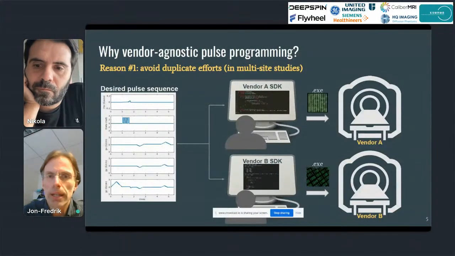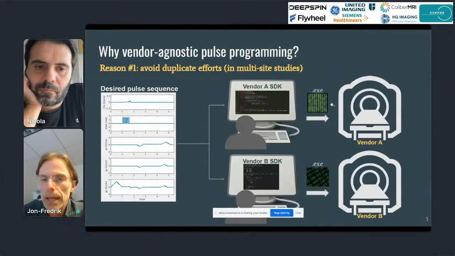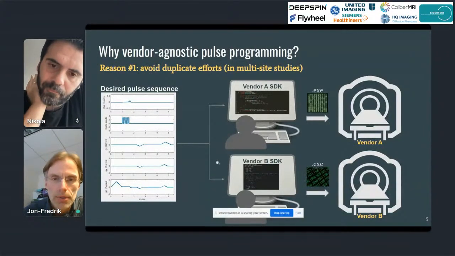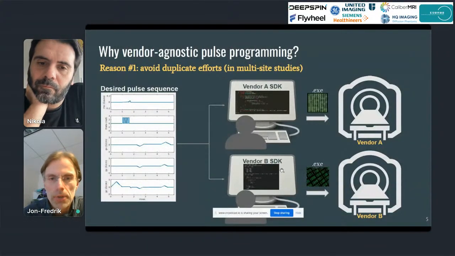One is to avoid duplicate efforts. So here's the typical scenario where you have some pulse sequence, and if you want to implement that on 2 different scanners, you have to use the vendor software development kit, and that can be quite a task to do. And you end up with a proprietary file that only works on one scanner. And to do this on different scanners, it's pretty rare that one person is able to actually do that on more than one scanner because of this steep learning curve.